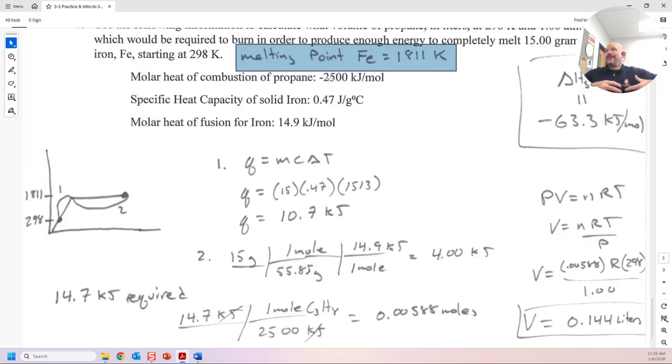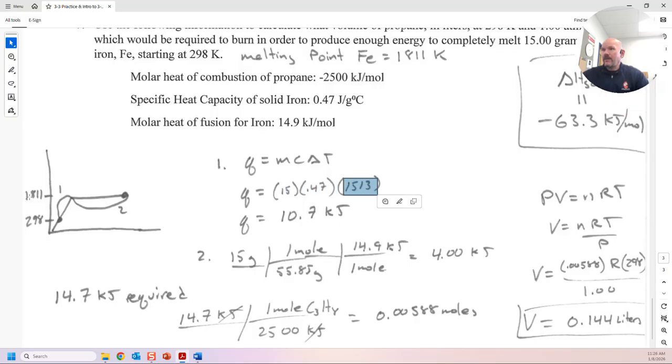And then we can use the ideal gas law to calculate the volume of propane we'll need. Okay. So step 1, Q equals mcΔT. They give us the heat capacity of iron, so that's where this 0.47 came from. It was 15 grams of iron. And the delta T, how did I get that?